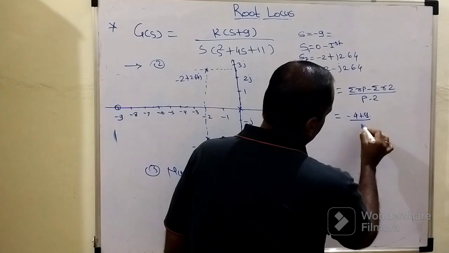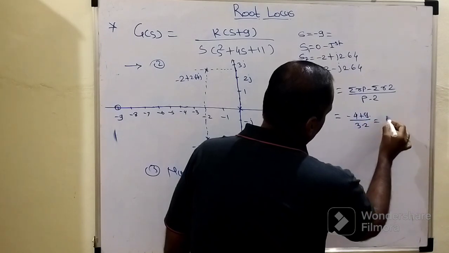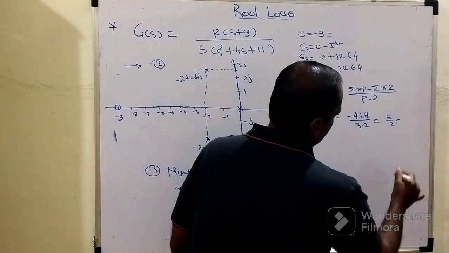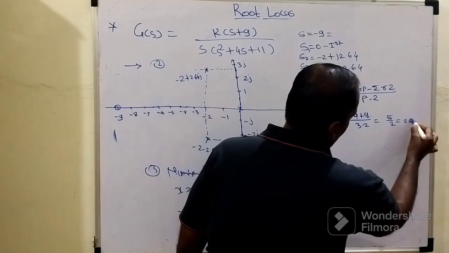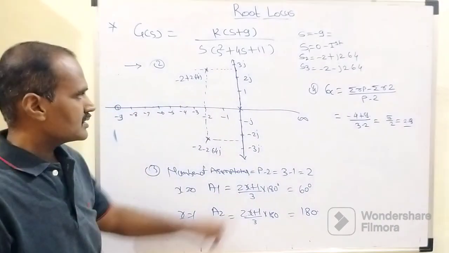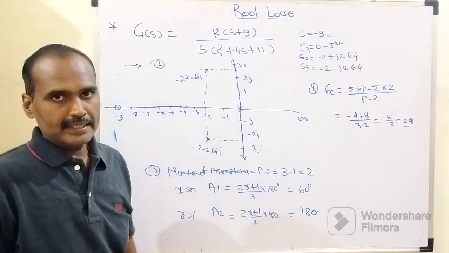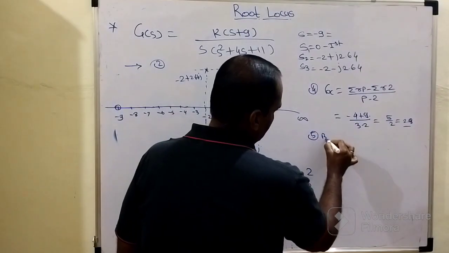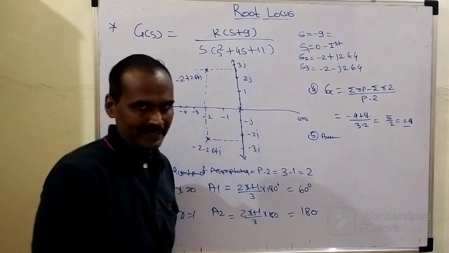P equals 3, z equals 1, so 2. So it will become 5 by 2, so it will be 2.5, right? So in this way, this centroid or sigma c is located. Then after that, step number 5 will be what? Usually step number 5 is the calculation of the breakaway point, right?